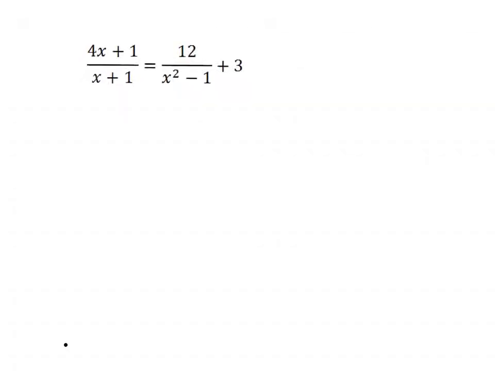Of course, the denominators get a little bit more complicated. Like in this one, I have an x plus 1 and an x minus 1. And then the other thing you have to remember is, you see this 3 right here? That's 3 over 1. So that is also something that needs to have a common denominator.